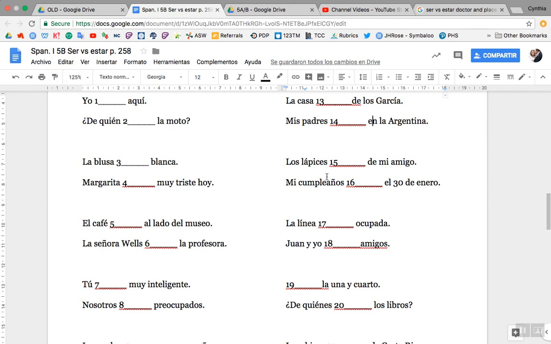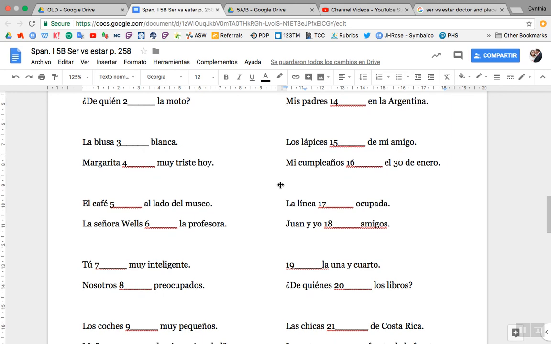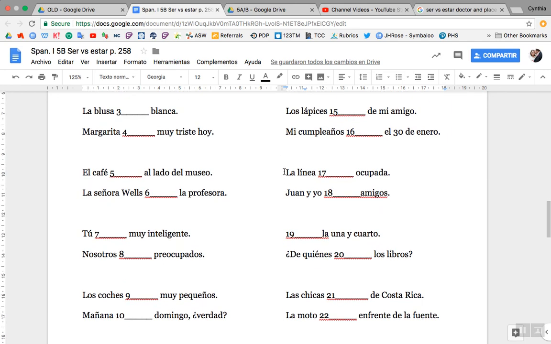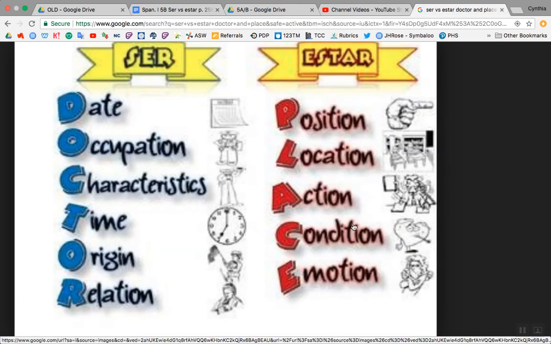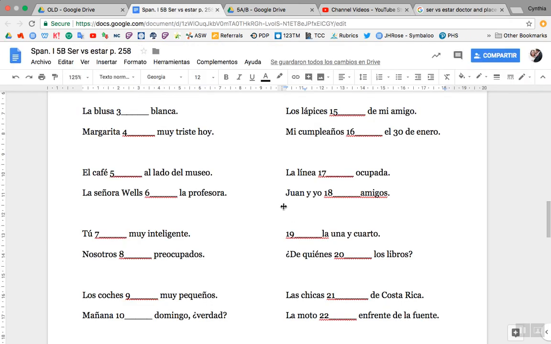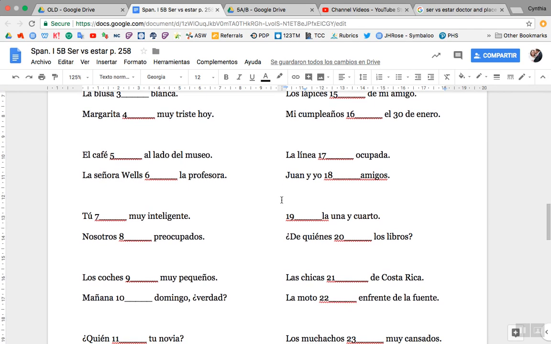16. Mi cumpleaños es el 30 de enero. My birthday is the 30th of January. That's the date. La línea está ocupada. So the phone line being busy is conditional. Comes from estar. Juan y yo somos amigos. Juan and I are friends. Somos because it's a relationship.